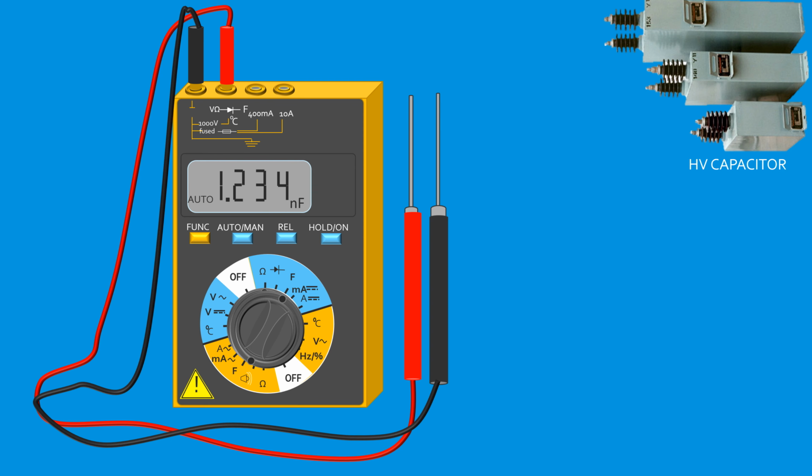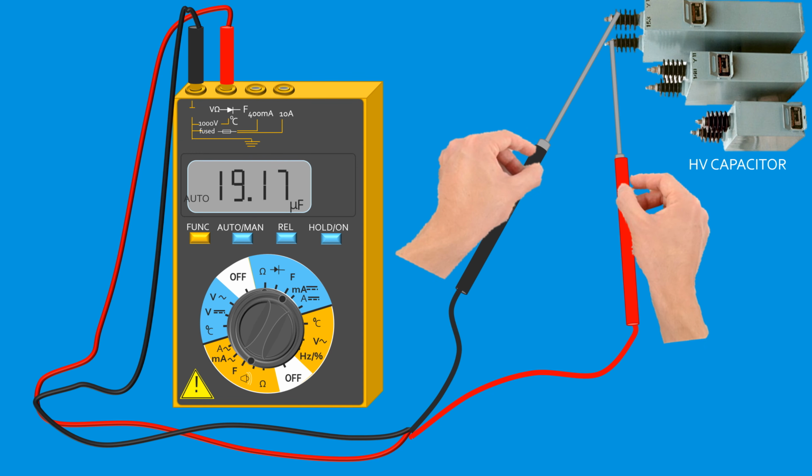This is an image of a capacitor unit of a capacitor bank. Touch the hand side terminals of the leads with the bushing terminals of the capacitor. Get capacitance.